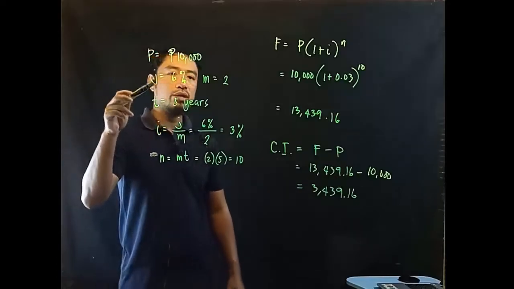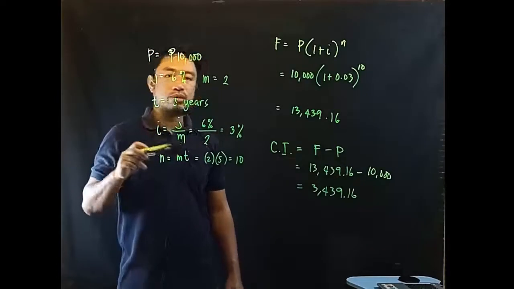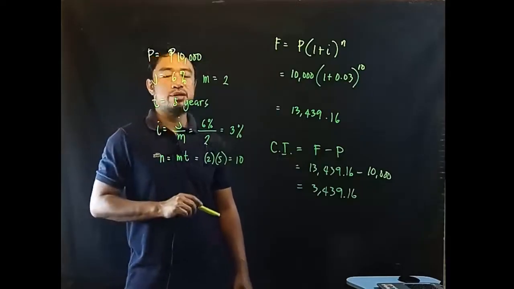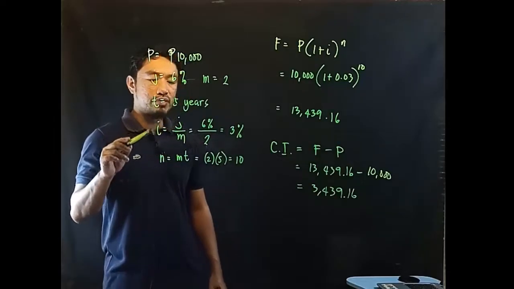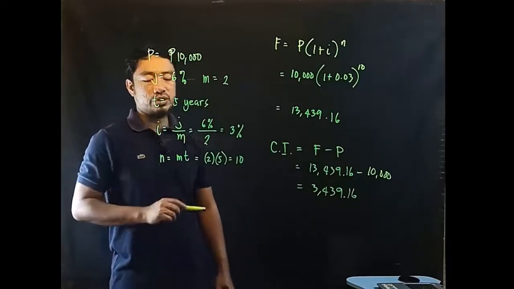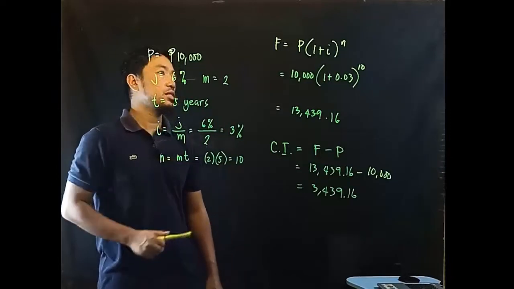So before you can compute for the final amount or compound amount, first you need to identify the original amount, the nominal rate, the number of compounding periods per year, the number of years given, and then identify the value of I, which is equivalent to J over M, and the value of N is equal to M times T.